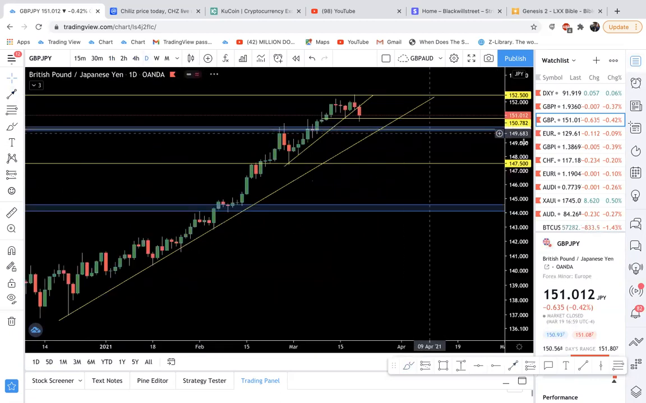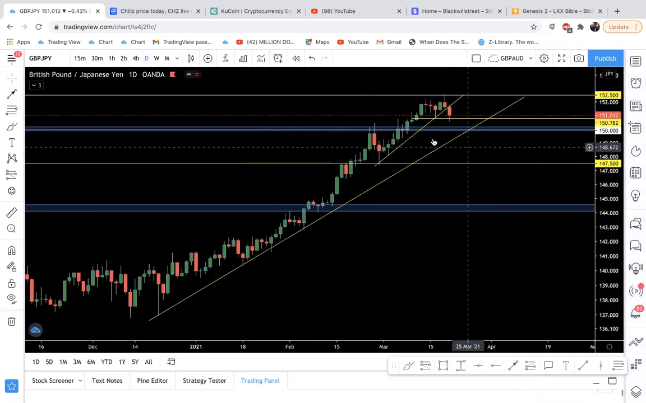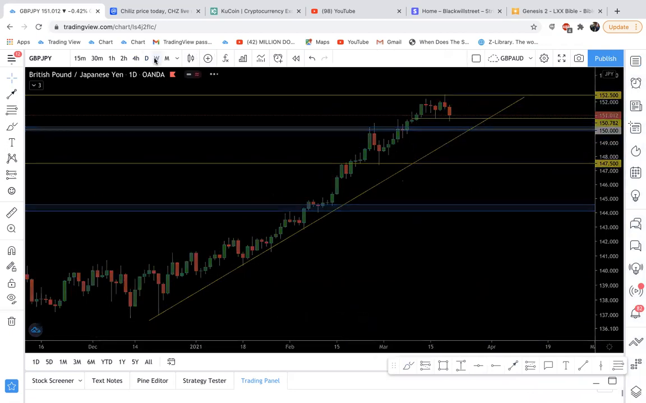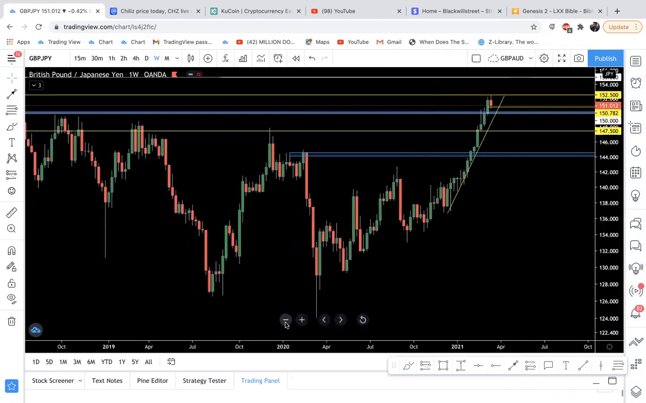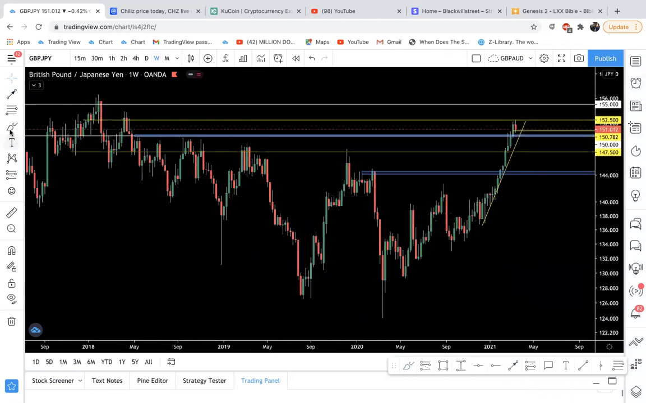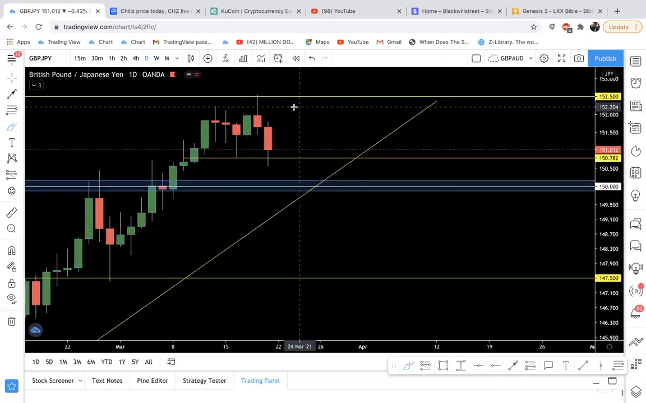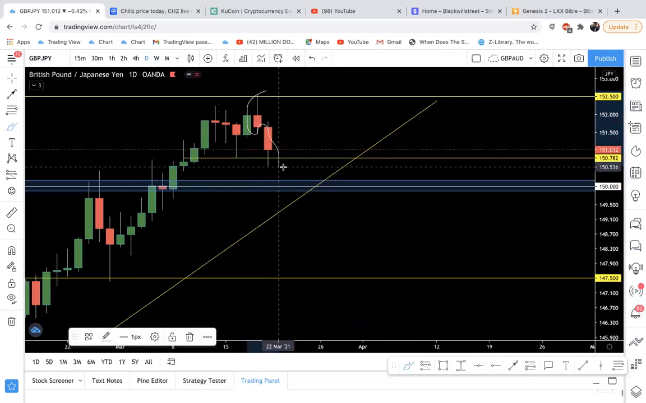GBPJPY. Looking at GBPJPY overall on the weekly chart, you can see price came to this high, this psychological level where you had supply in the past, where price had a big sell-off. Around 152.5 is a psychological level. What price did is it came up there, rejected, nicely gave you a pin bar, and started to sell off.